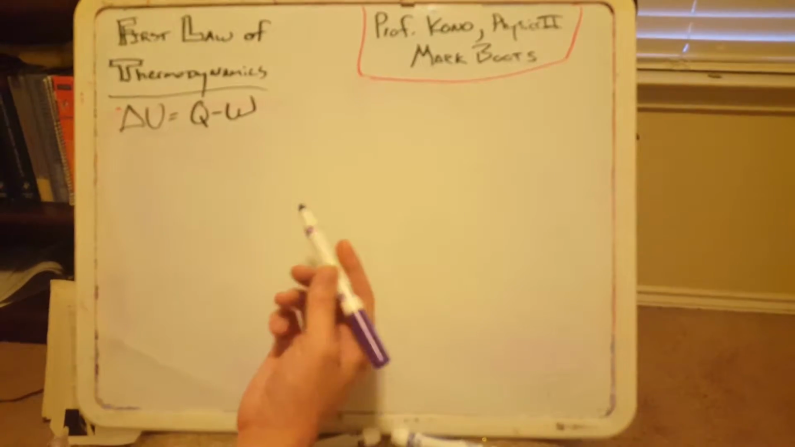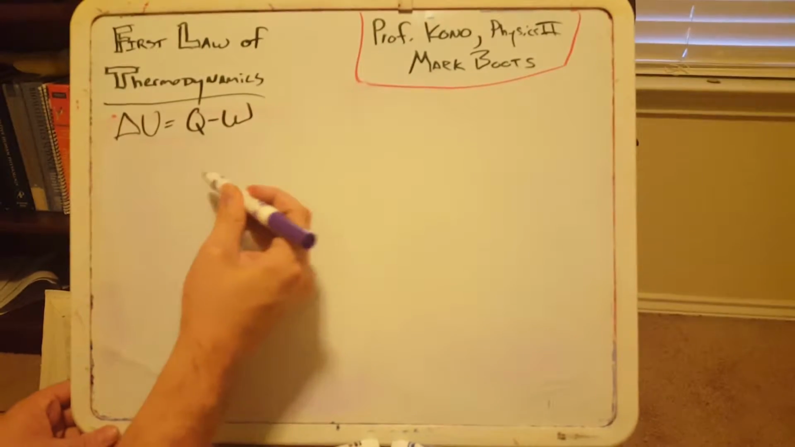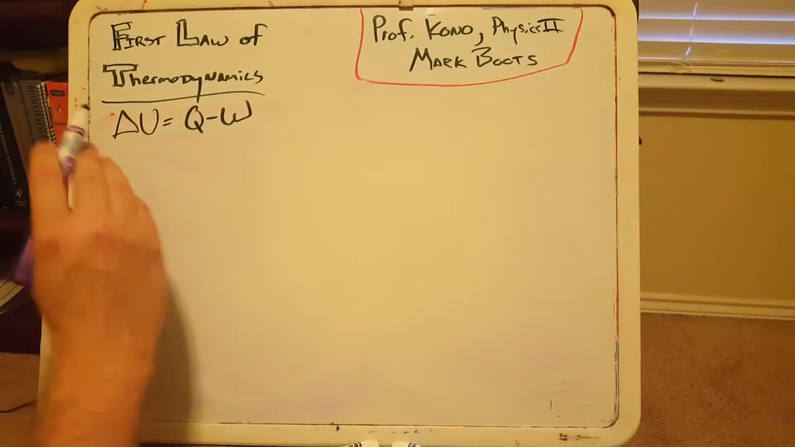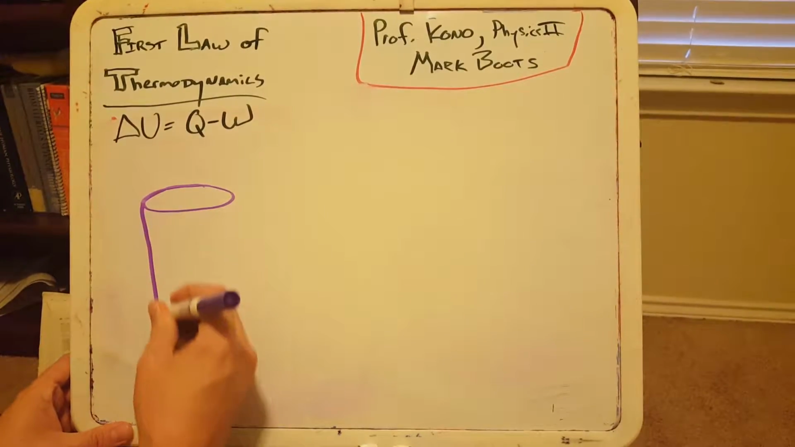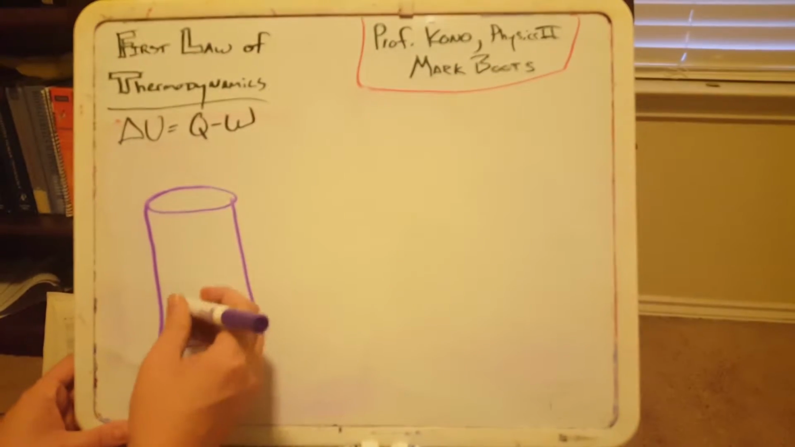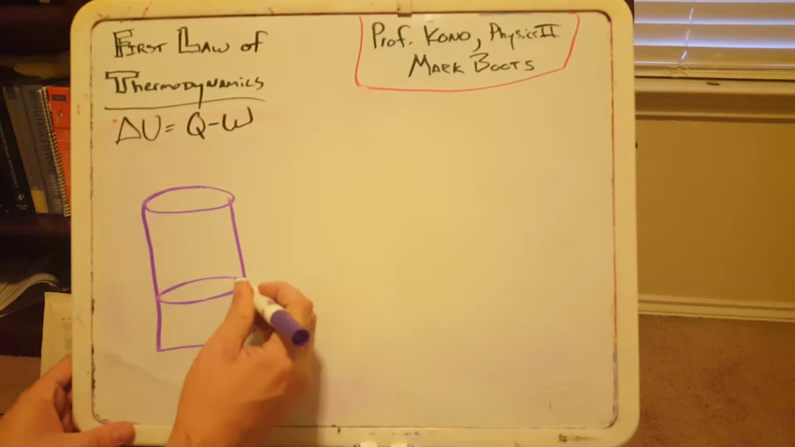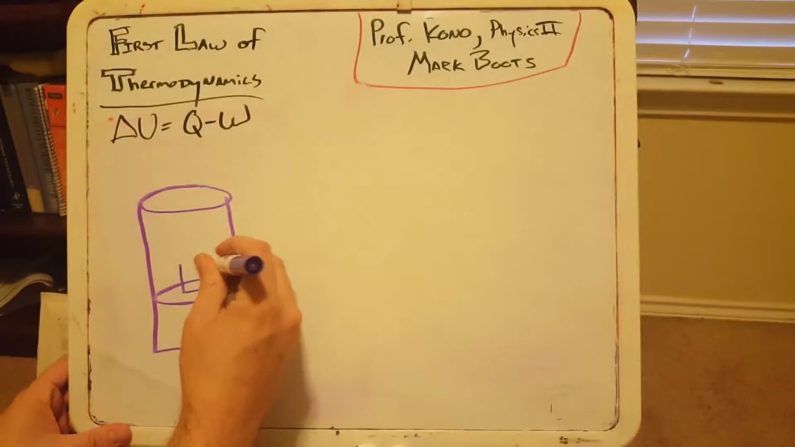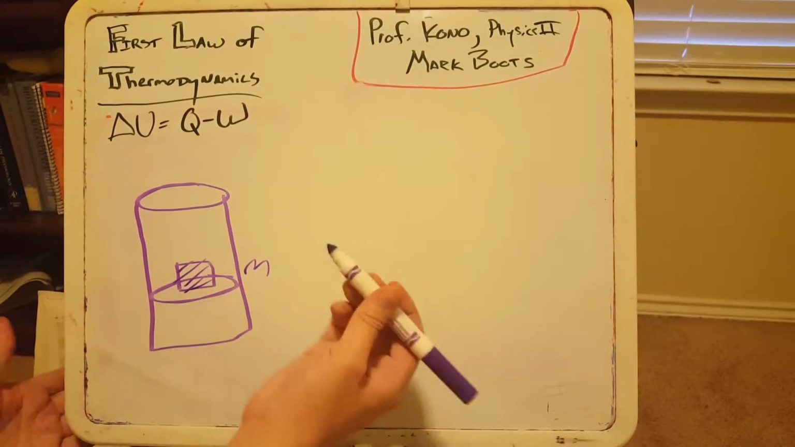In order to illustrate this, I'm going to use a pretty frequently used example, but I'm going to try to do it the way that I understand it to explain the concept of the first law. So let us have a cylinder, and in this cylinder there is a piston with a mass on top. We'll just say this mass is just mass M.